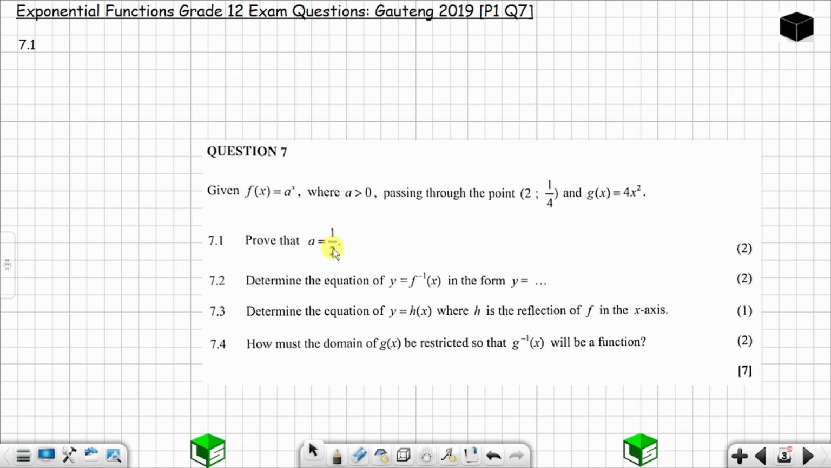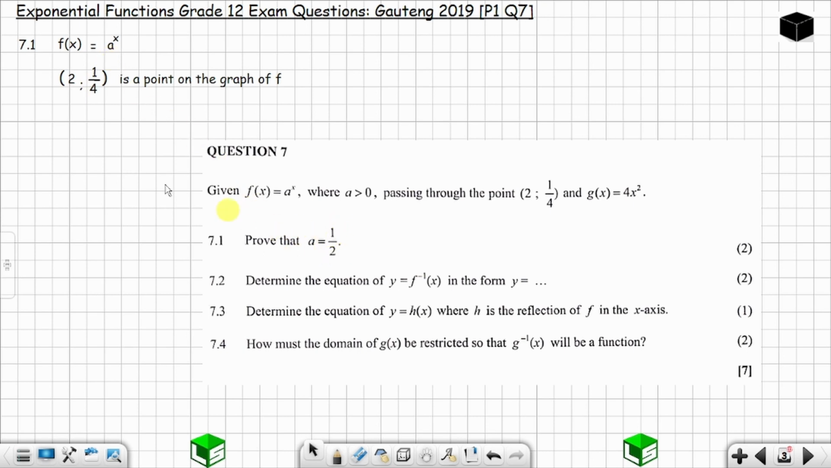We are told that f of x is equal to a to the power of x. We are going to try to find a and see if a is equal to 1 over 2. You are told that this point is on the graph of f, because the graph of f is passing through this point. We are going to use it to find a.